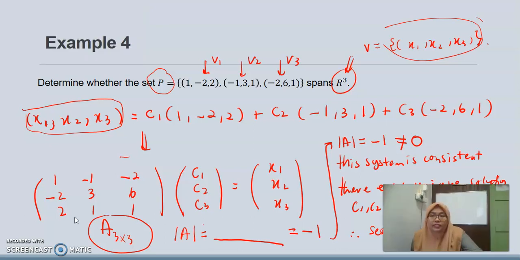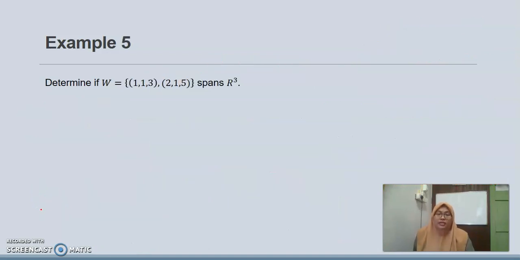Okay, next example. This example here. Determine if W spans R3. So for this one, please try this question and please share your answer in the comment section down below.